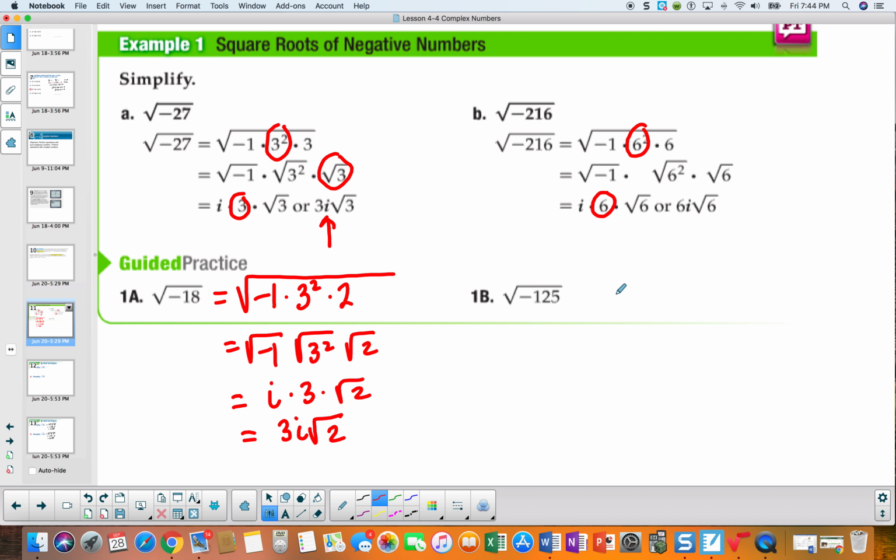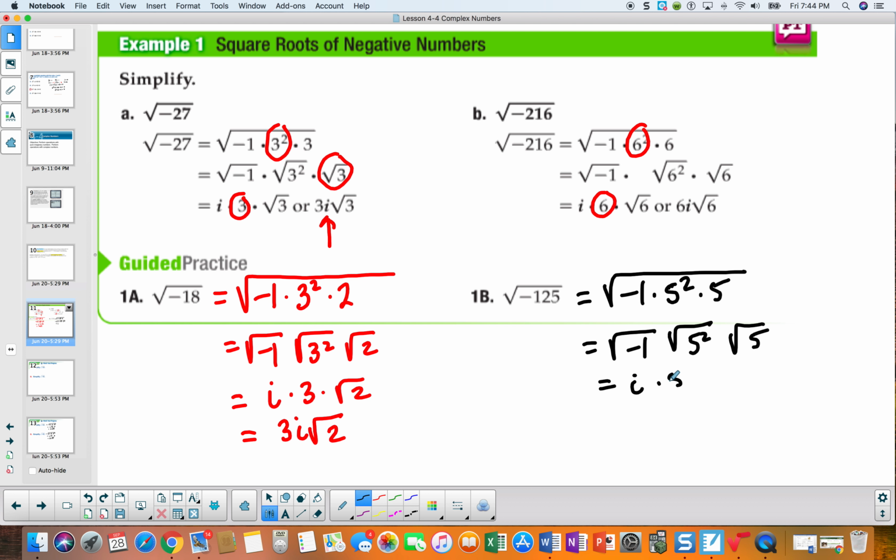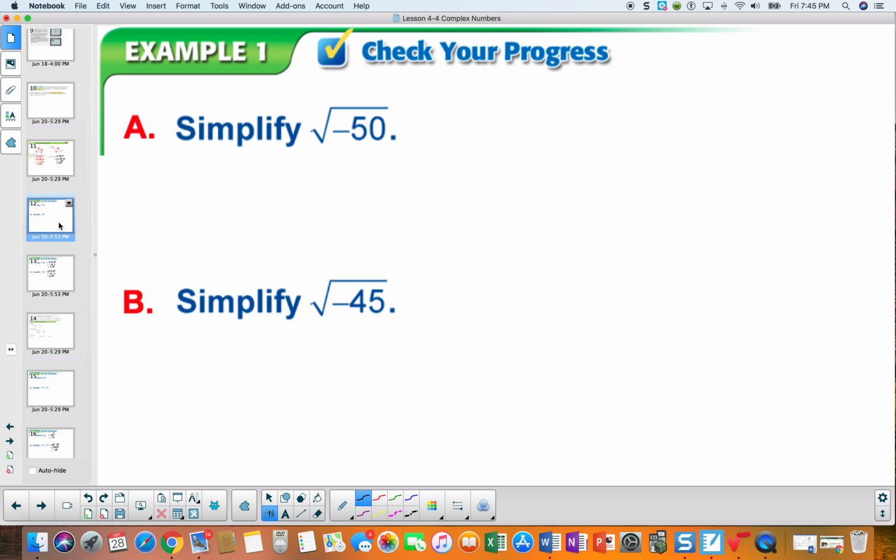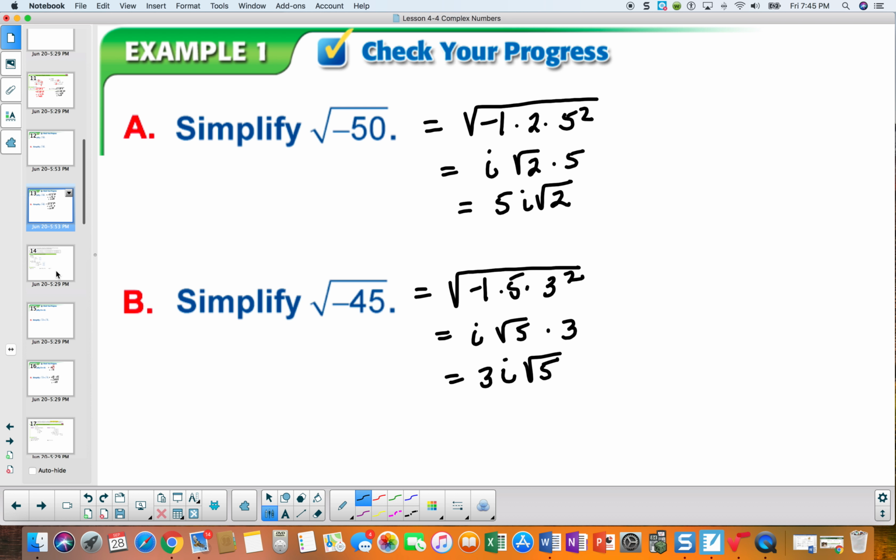There we go. Okay, now this one will be the square root of -1 times, now this is going to be 5 squared times 5, 25 times 5. I'm going to split them all up into their square roots. This is going to be i, this is going to be a 5, and this is root 5. And I like to rearrange it: 5i root 5. And that is called a pure imaginary number. Your turn, pause, and here's the answer.